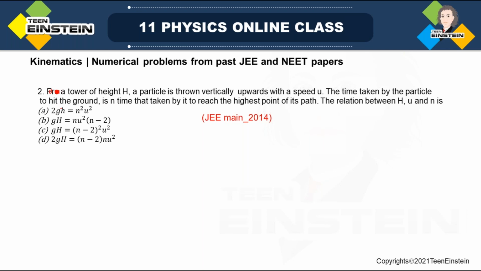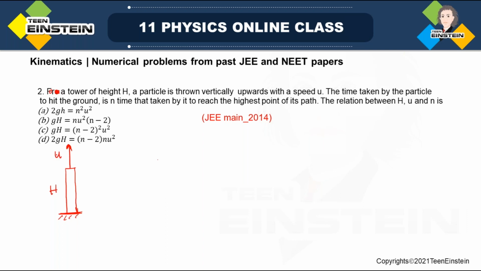Okay, so for a tower of height capital H, let us say this is a tower. The base is the ground here. It has height something like h. A particle is thrown vertically upward from here with the velocity u.